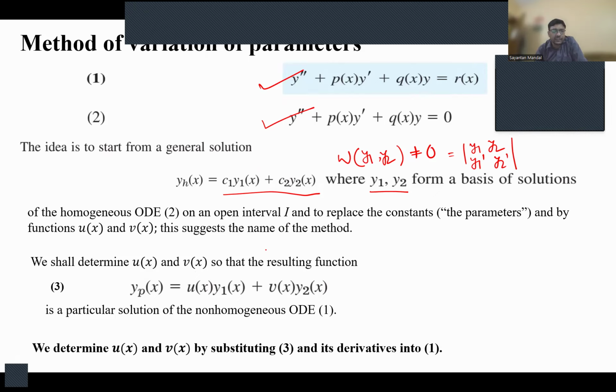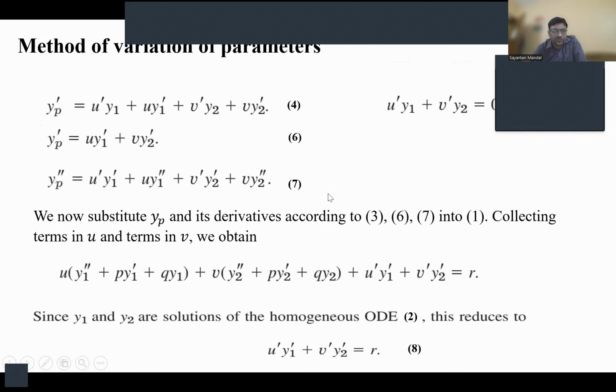Now let us discuss the method. So these c1, c2 are replaced by some functions of x, u(x) and v(x). So let us assume yp is u(x)y1(x) plus v(x)y2(x). Our main challenge is to find this u(x) and v(x). Now, how to find u(x) and v(x)? This yp is assumed to be a solution of 1. So let us substitute yp and its derivatives, yp dash and yp double dash, in equation 1 and try to find u and v.